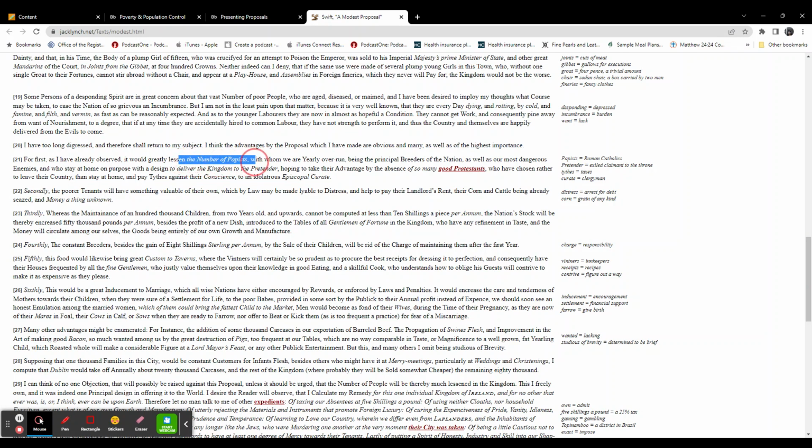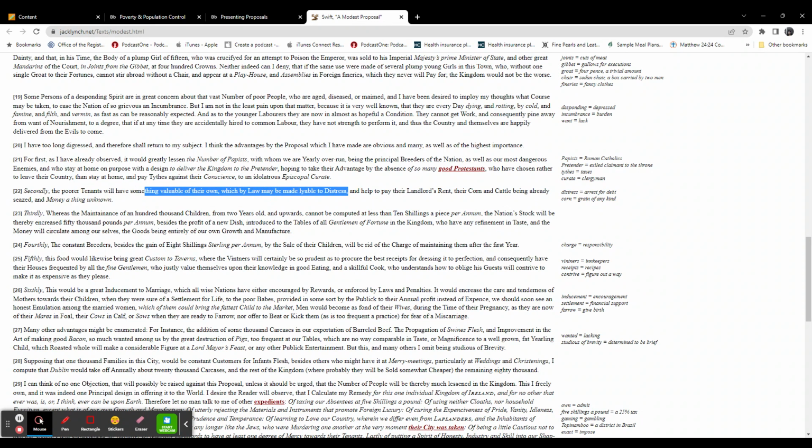We can get people who would be natural competitors out of the country, with whom we are yearly overrun, being principal breeders of the nation, as well as our most dangerous enemies, and who stay at home on purpose with a design to deliver the kingdom to the pretender, hoping to take their advantage by the absence of so many good Protestants who have chosen rather to leave their country than stay at home and pay the tithes against their conscience.